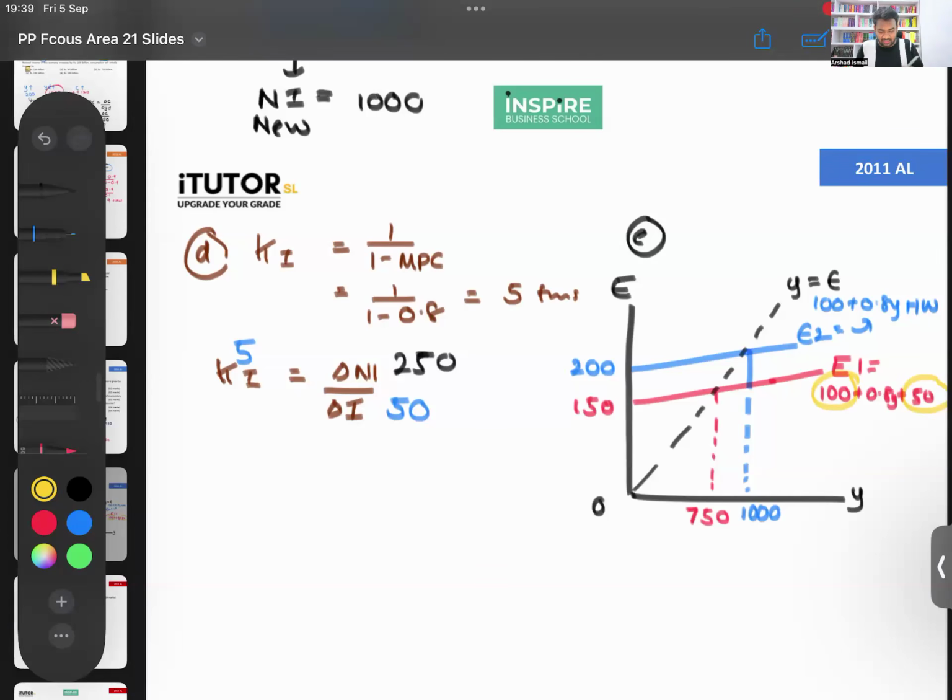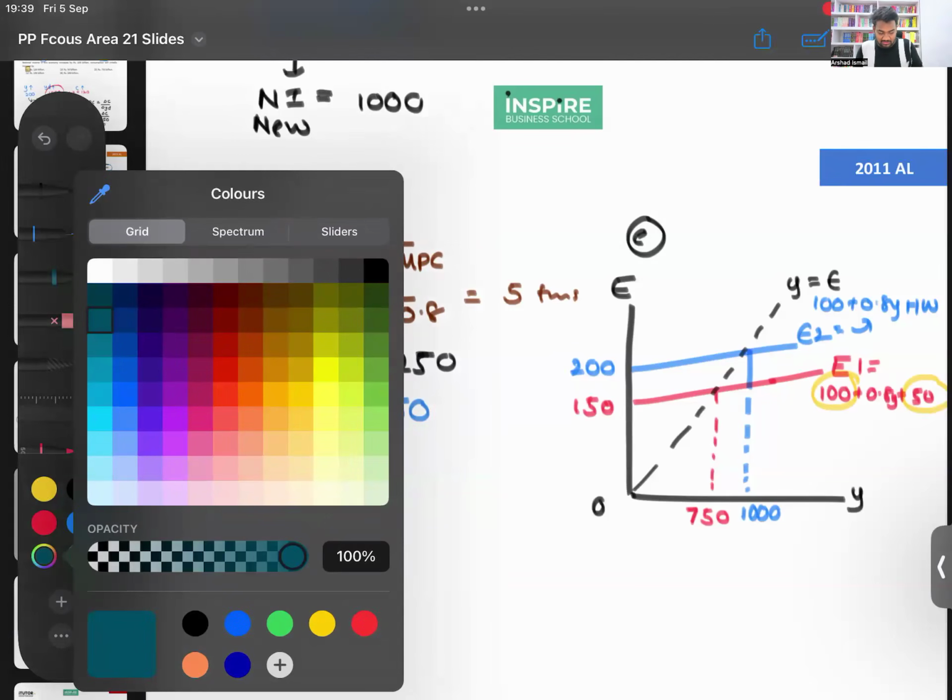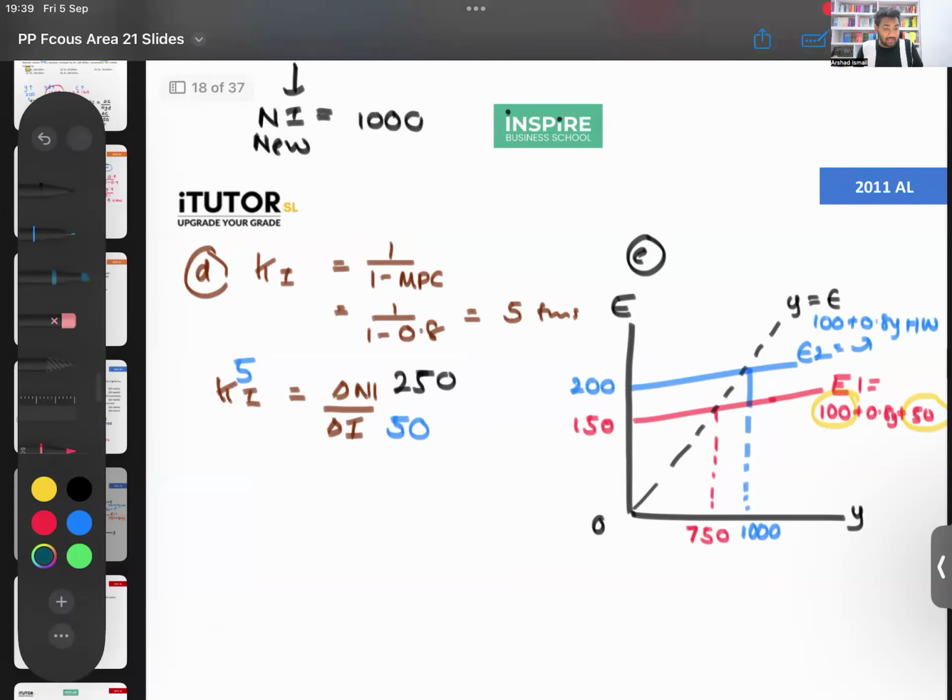$1 is how much in Sri Lankan rupees? Around 300. Okay.